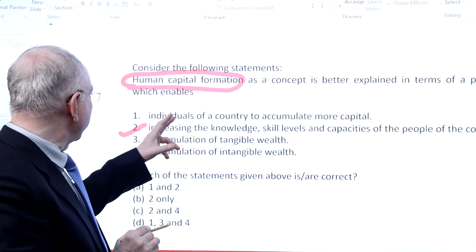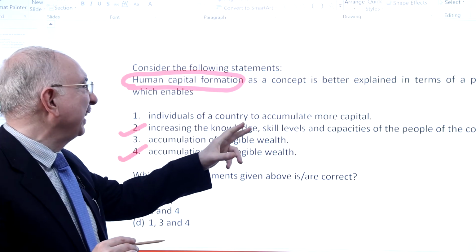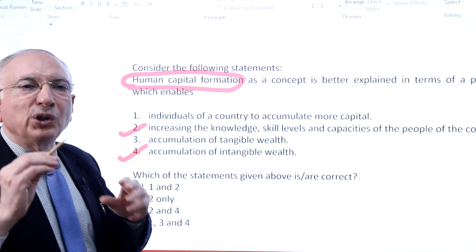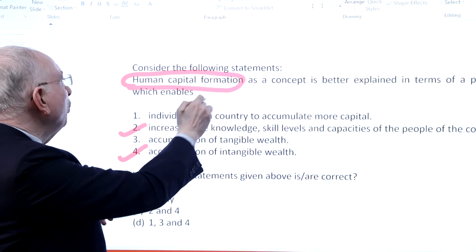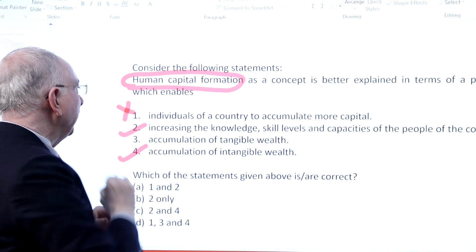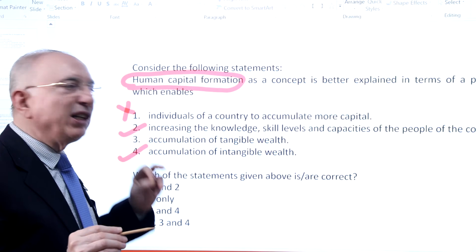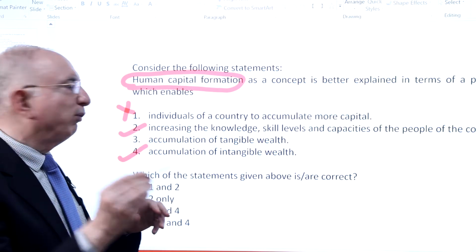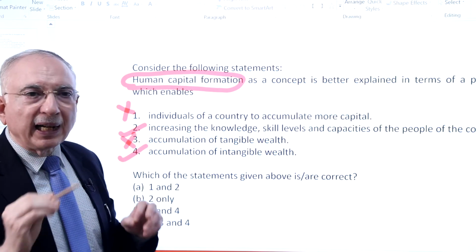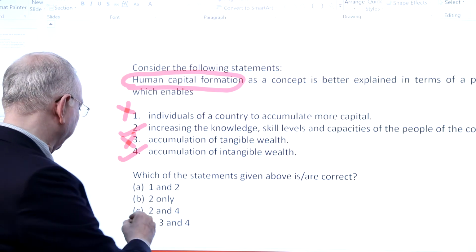But you will look at statements 1 and 3. Individuals of a country accumulate more capital. So this relates to the financial, but not human capital formation. So we have to eliminate 1 and look at statement 3. Accumulation of tangible wealth. Again, this is financial, and we have to eliminate it. So the correct answer is option C.